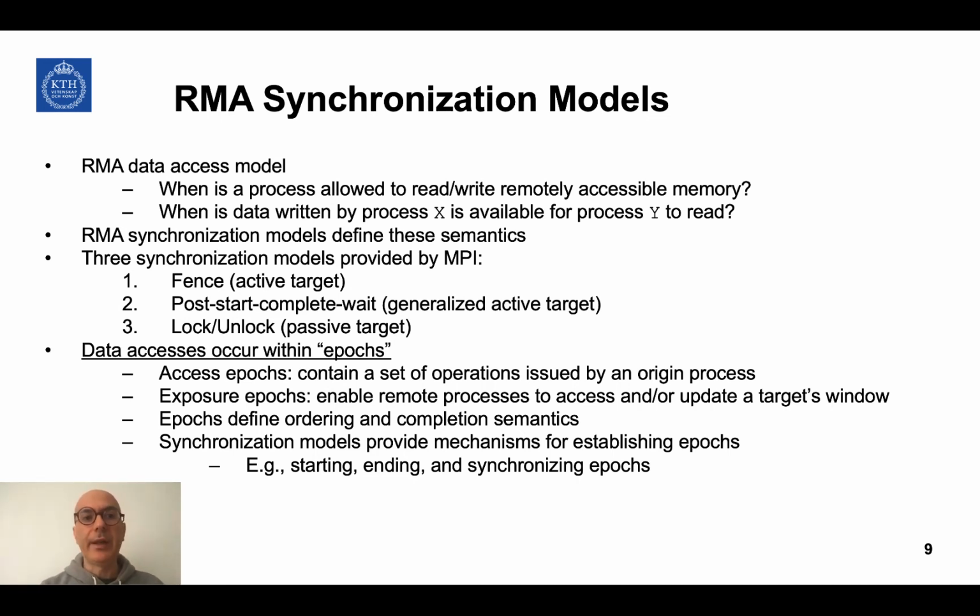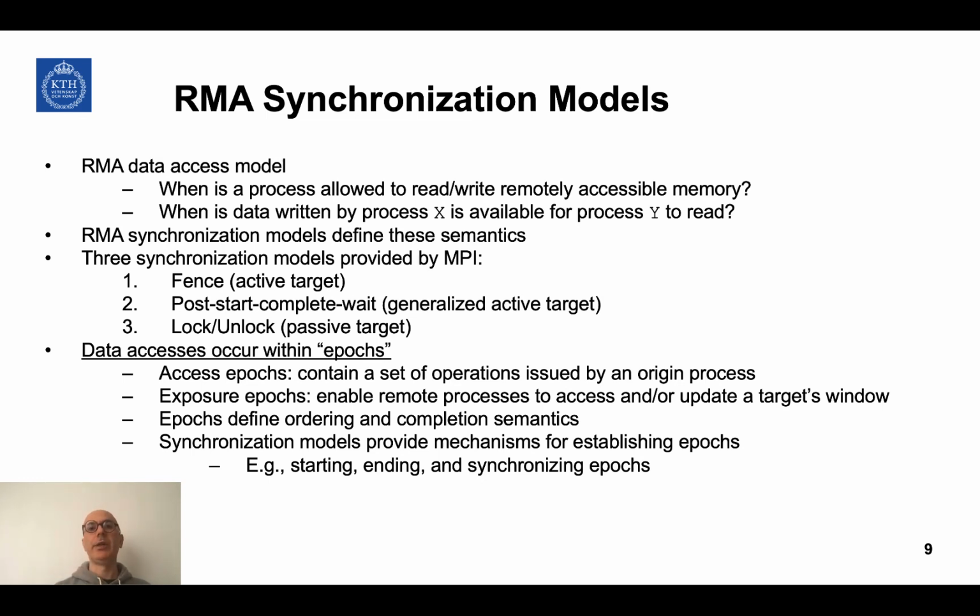RMA data access model, and what does it mean? So this answers this question. When is the process allowed to read or write remotely accessed memory? And when is the data written by process X available for process Y to be read? RMA synchronization models define these semantics. The three synchronization models provided by MPI one-sided communication are, first, fence, also called active target. Second, post-start-complete-wait, that is called generalized active target. And the third one is the passive target using lock and unlock mechanism.